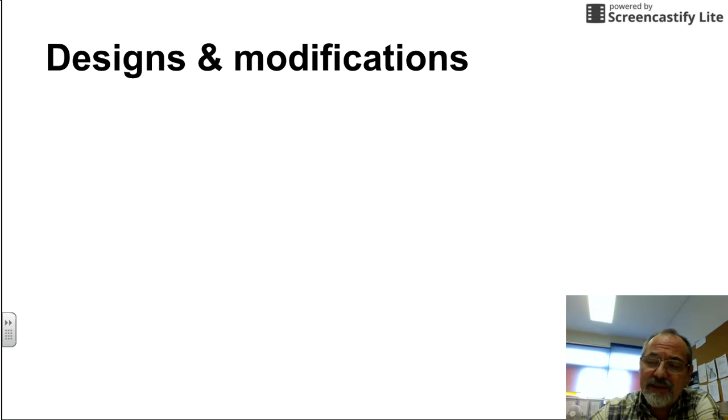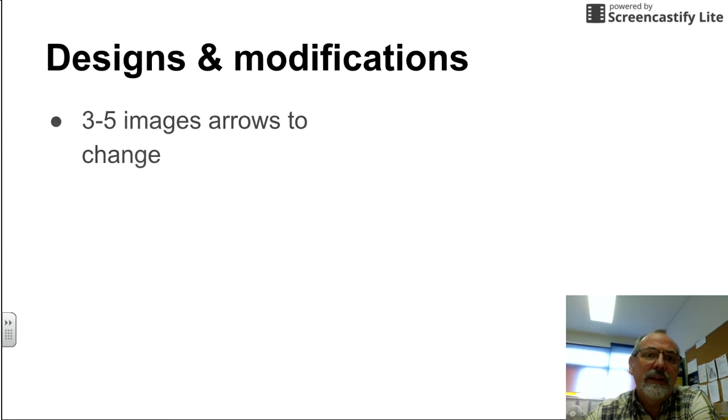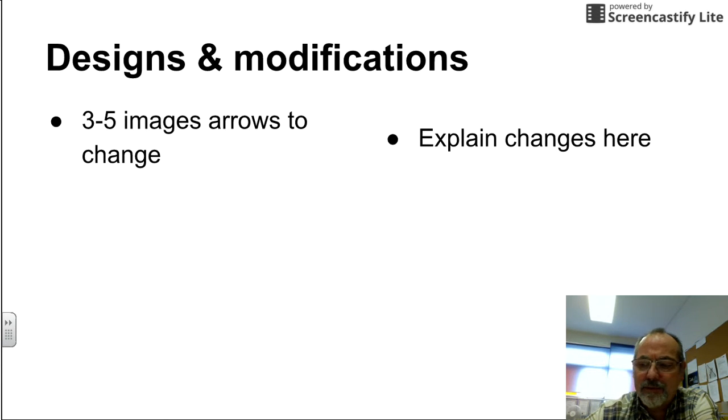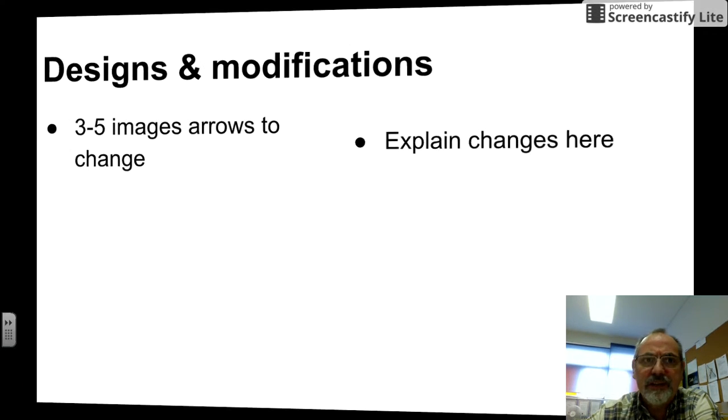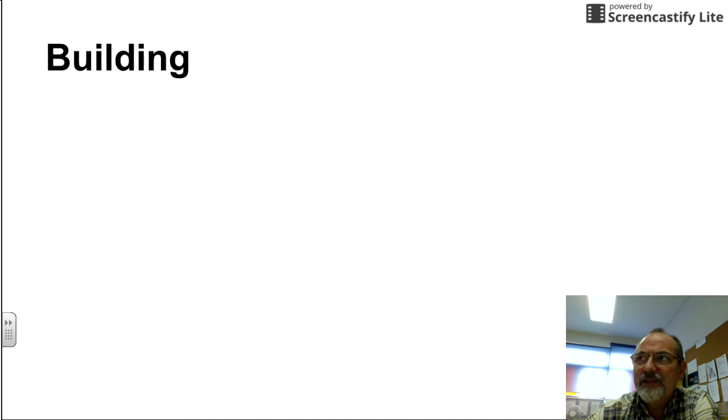Designs and modifications, that should be recorded in 3 to 5 pictures at least, and you explain with arrows where those changes were and why you had to do them, and that's what this is all about with designs and modification. On building, this is just the overall process of building the project itself. That one should be in there and just do it. You might want to change the order if you feel like you've got a better order to do this, or make it more interesting.